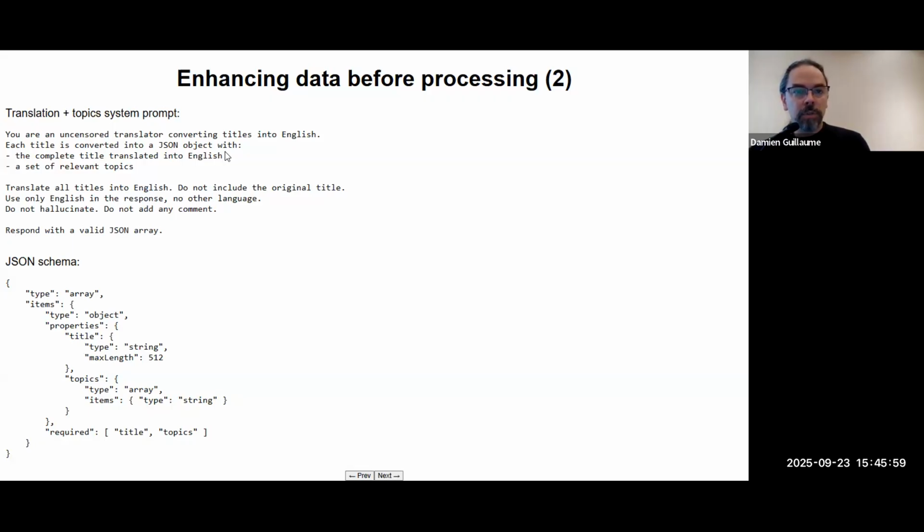Each title is converted into a JSON object: the complete title translated into English, and a set of topics. Translate all titles into English, as well as repeat into English here. They're sometimes hard of hearing this. It helps to repeat things a little bit. Include the original title. I see it as wishful thinking, but I found it helps a little bit. I do not add any comment.